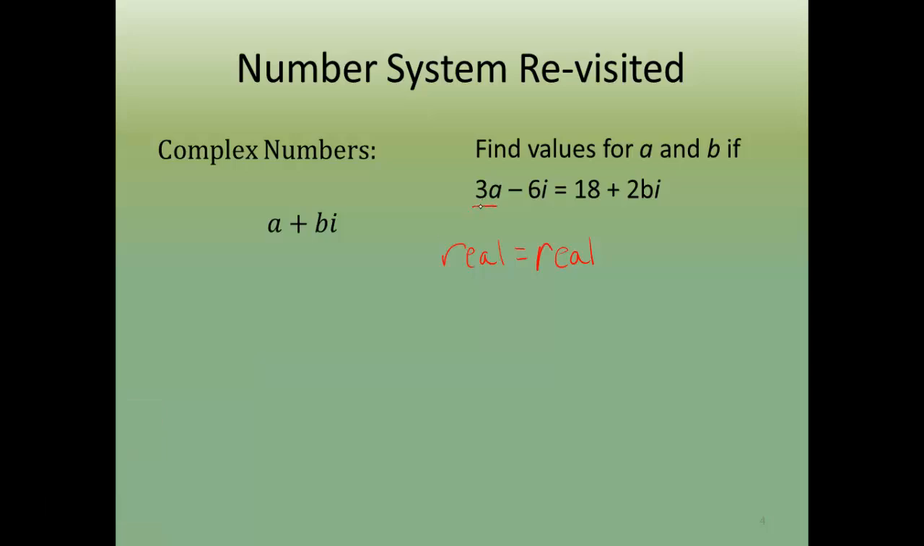And for this one, the real part is 3a and 18. So 3a is 18. That gives me a being 6. We then do the imaginary part is going to equal the imaginary part. So that's going to be -6 equals 2b. Divide both sides by 2, and you get b to equal -3.